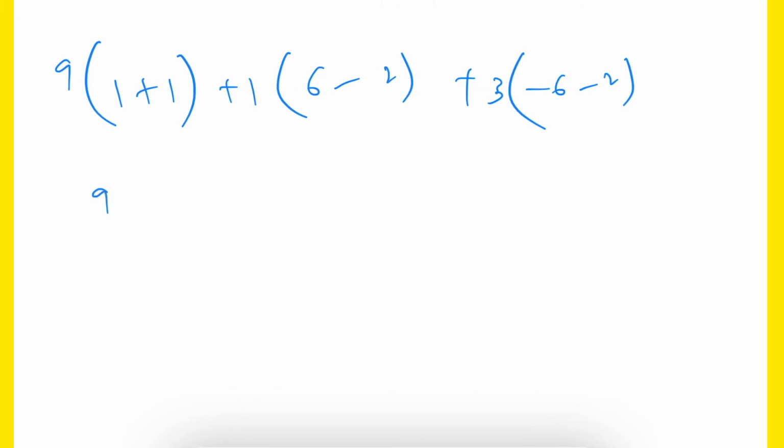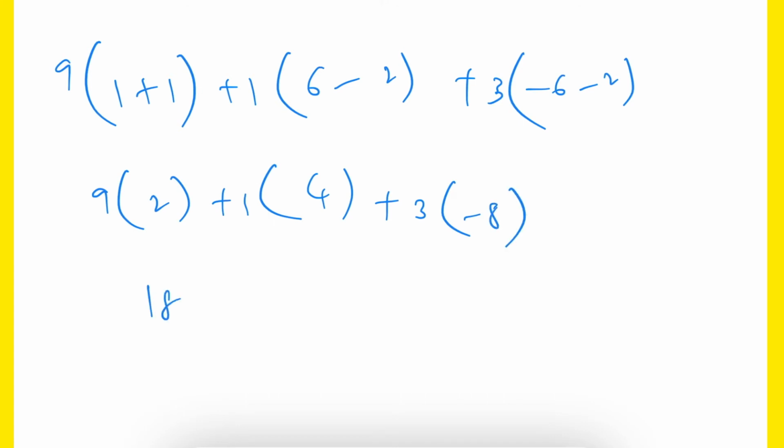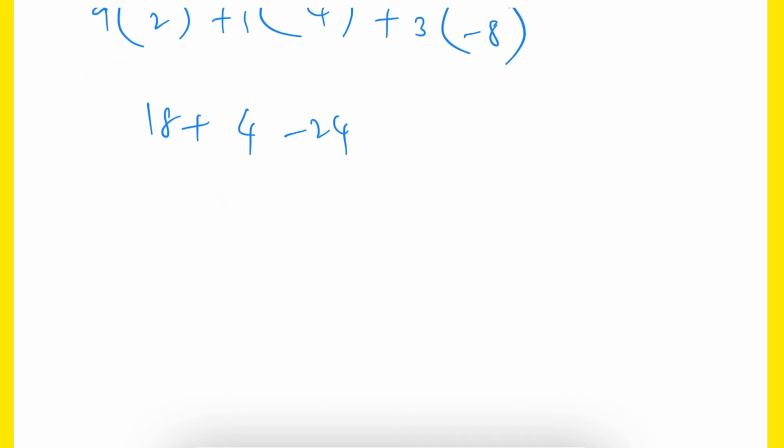Okay, if you simplify, 9 into 1 plus 1 is 2, plus 1 into 6 minus 2 is 4, plus 3 into minus 6 minus 2, it is minus 8. 9 2s are 18, plus 1 4s are 4, plus 3 into minus 8, it is minus 24. Now 18 plus 4, 22, 22 minus 24, it will become minus 2. So delta 1 value we got as minus 2. Now let us move to delta 2 then. So delta 2 is nothing but first column as it is, second column we need to replace now.